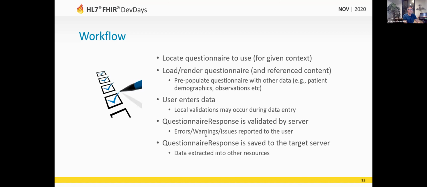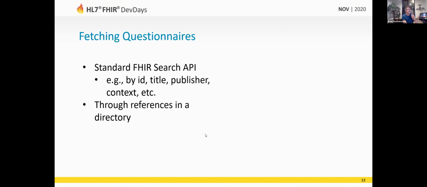Something that a server might do from that point is extract that content into other resources. It might kick off other workflows within the system. Say if it was a pre-admission form and you said, yes, I need an interpreter, they might start going and requesting that an interpreter be available for that encounter. So that type of activity.